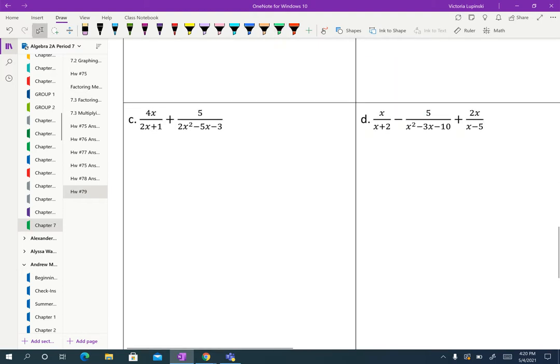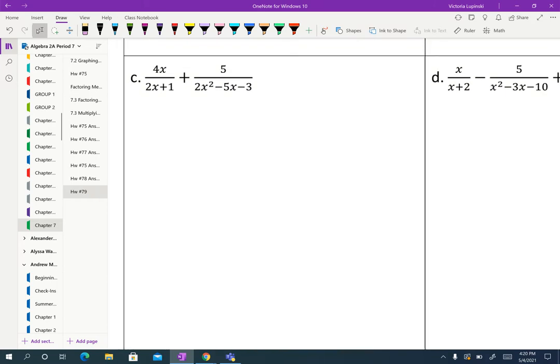I'll go ahead and do one with you, and I'll do one of the harder ones. So I'll do C with you. Here in C, again, your mission would be to factor, if at all possible. If you take a look at the 2x plus 1, that is already in factored form, so I'm going to leave that.